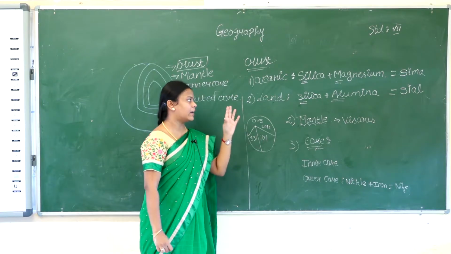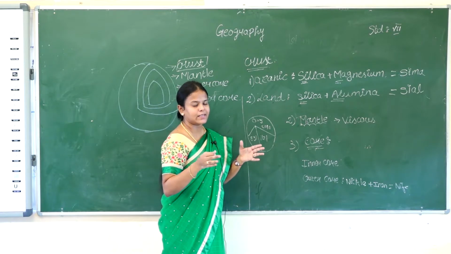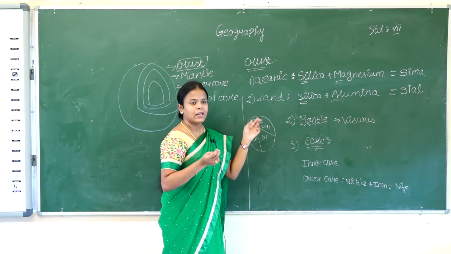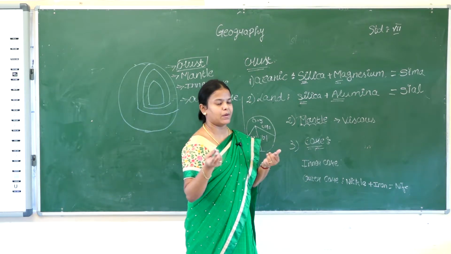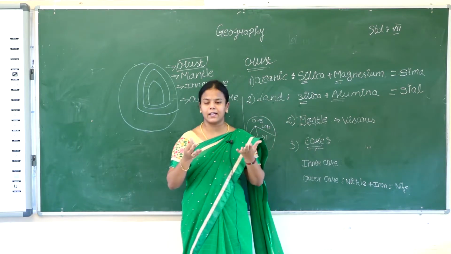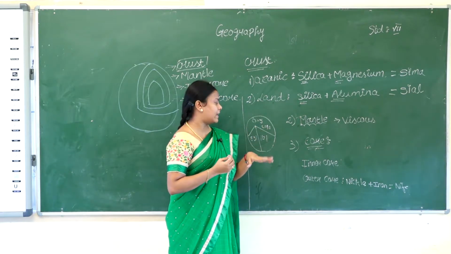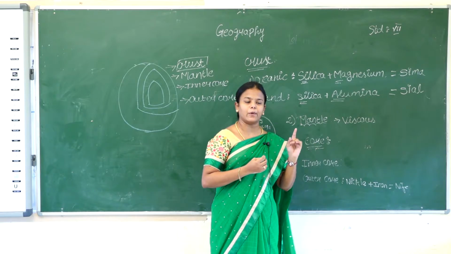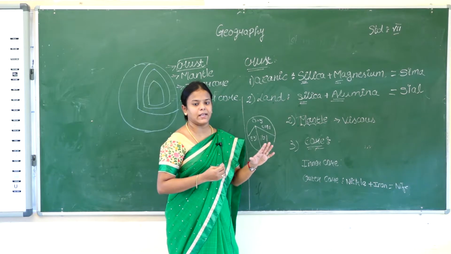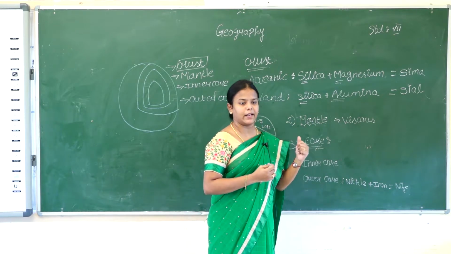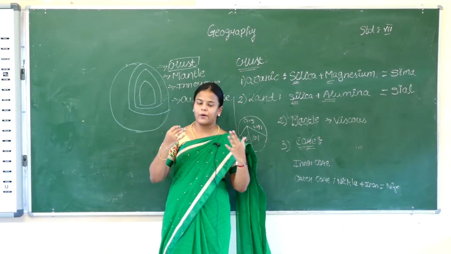What is the crust? A crust is the outermost layer, and it is divided into oceanic crust and land crust. Oceanic crust has 2 components, namely silica plus magnesium, so it is known as SIMA, and land is silica plus alumina and is known as SIAL. Coming to the layers, the crust is about 0.5 to 1%, the mantle is 83%, and 16% consists of the inner core and outer core.